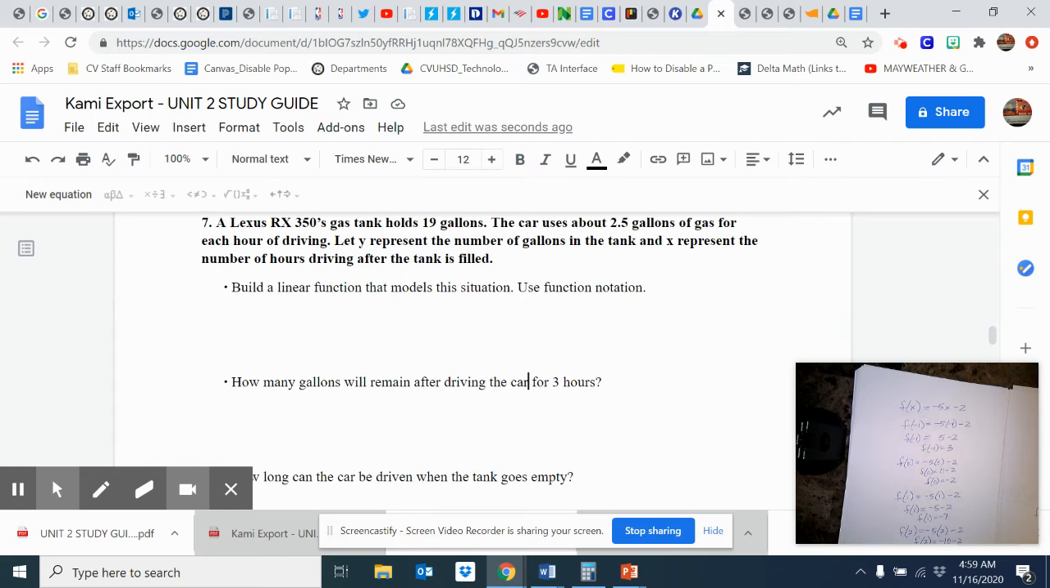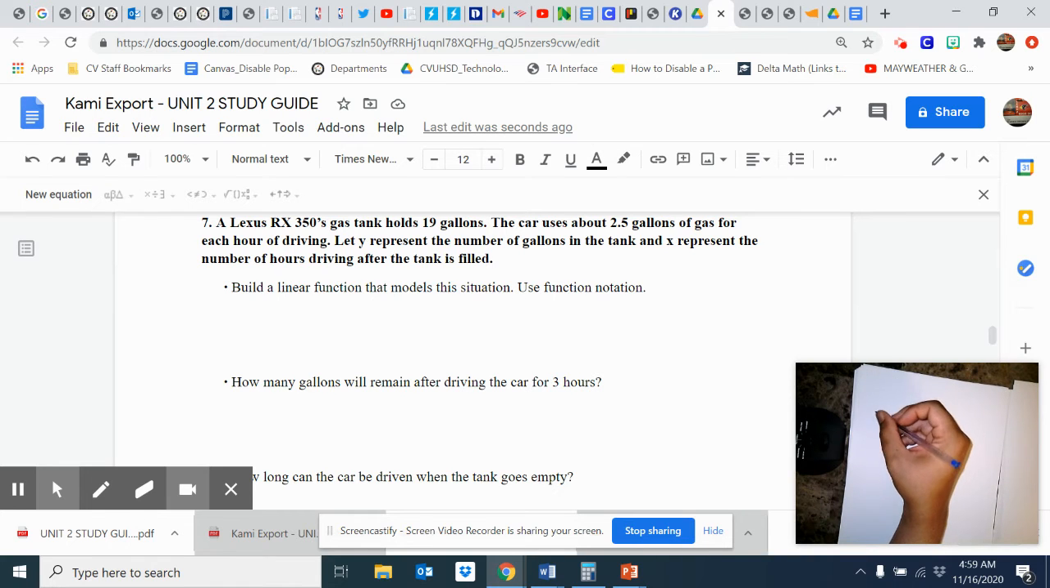We'll go on to the next, number 7. Okay. A Lexus RX 350's gas tank holds 19 gallons. Car uses about 2.5 gallons of gas for each hour of driving. Let Y represent the number of gallons in the tank, and X represent the number of hours driving after the tank is filled. All right, so build a linear equation that models this situation. Use function notation.